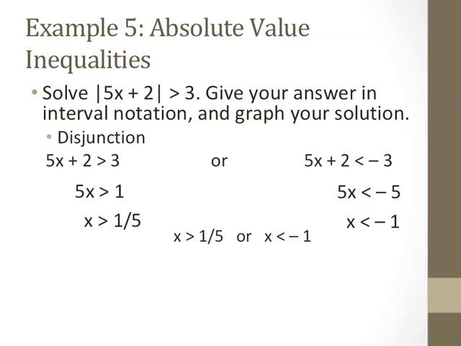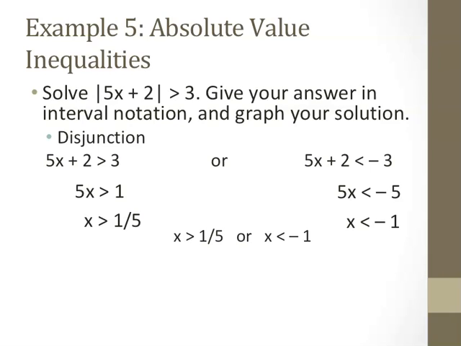Notice that there's no way for us to say that x can be both. It has to be either greater than 1/5, and that would be positive, or less than negative 1, and that would be a negative number. So we clearly have two separate sections of solutions here.